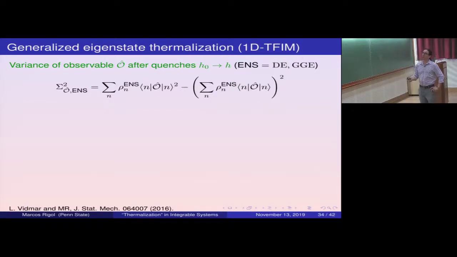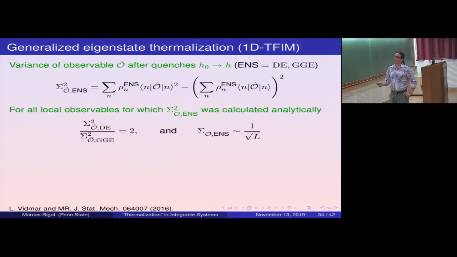So if you look at the variance, now this you can calculate analytically for quenches. This is what you have to compute, and what you find in these quenches is again the ratio of the variance of the diagonal with the GGE is 2, similar to that factor of 2 that we saw in the entropies, but each of them scales with 1 over square root of L.